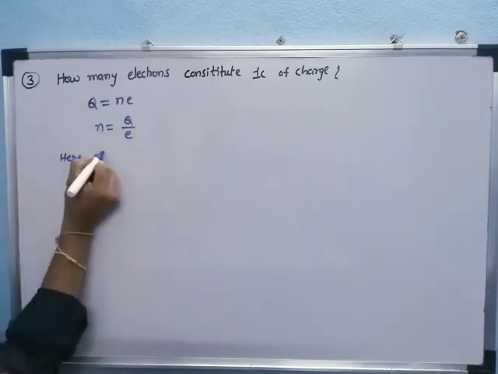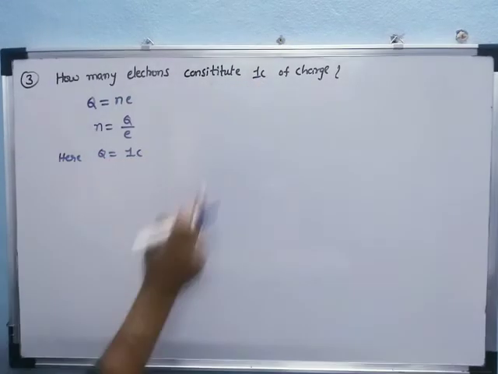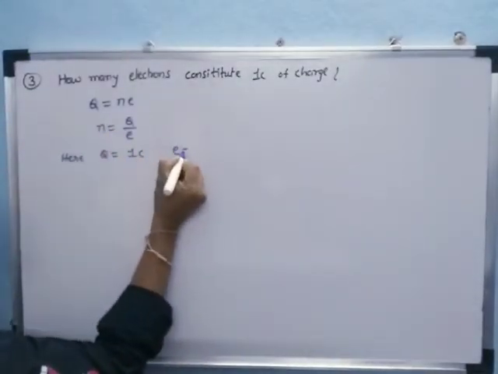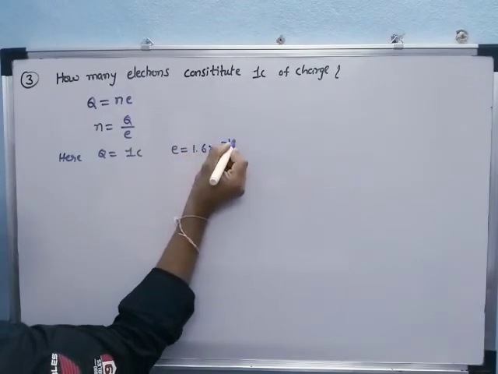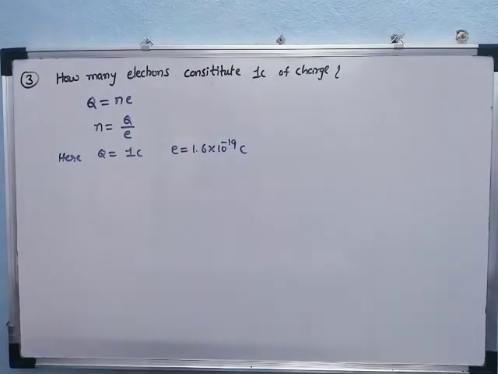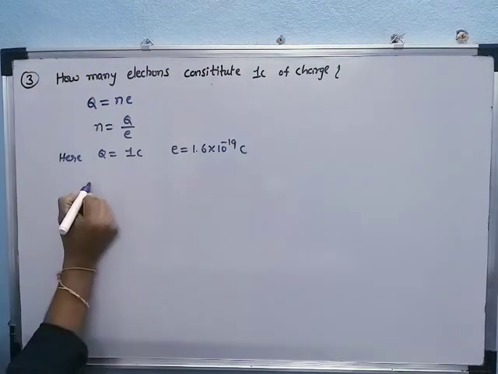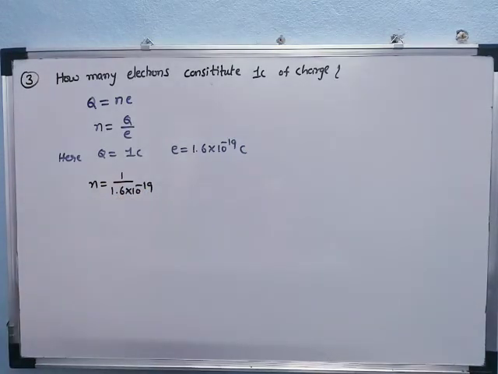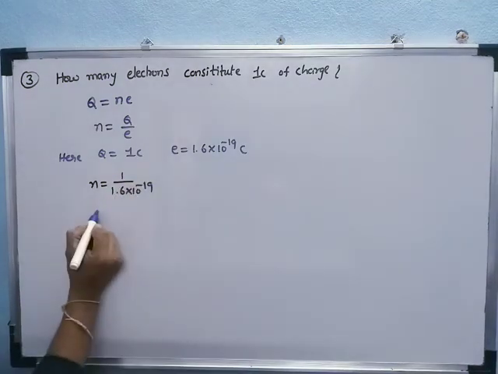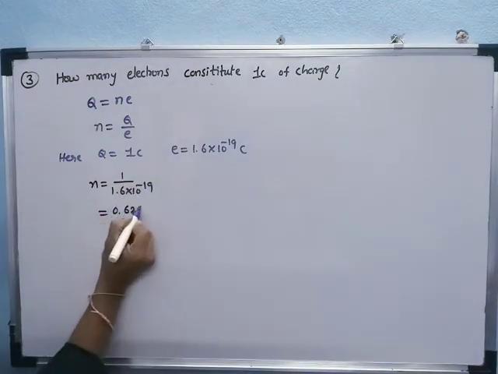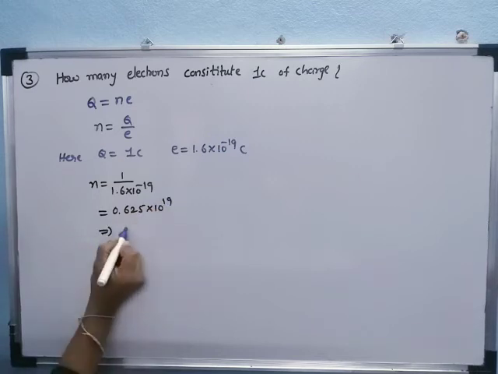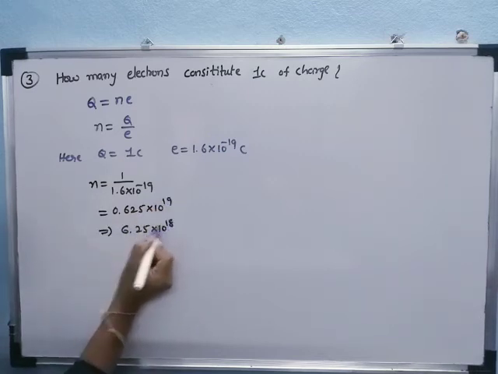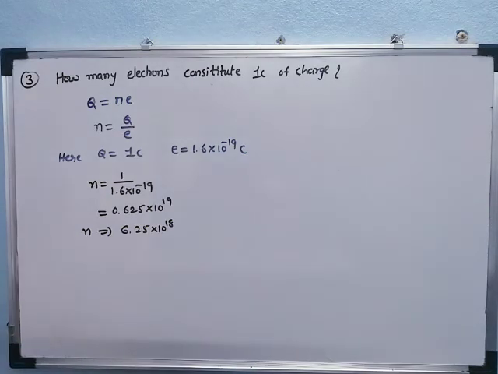Here Q is given as 1 coulomb. And the charge of an electron is a constant, 1.6 into 10 power of minus 19 coulombs. Now substituting these two values in the above equation, N is equal to 1 by 1.6 into 10 power of minus 19. Now the denominator value is taken to the numerator. See, 1 by 1.6 is 0.625 into 10 power of 19, that is 6.25 into 10 power of 18. So 6.25 into 10 power of 18 electrons are there.